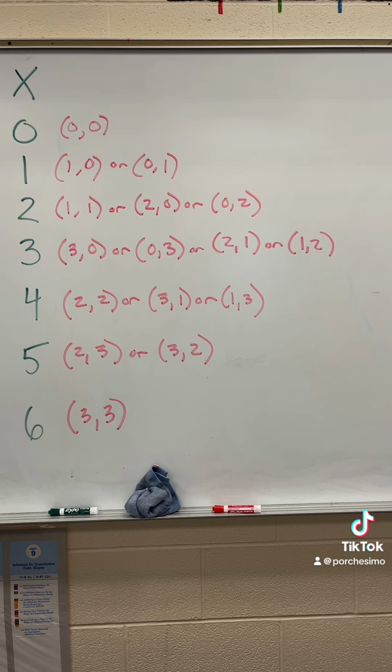3 ways to get a 4: 2, 2, 3, 1, or 1, 3. 2 ways to get a 5: 2, 3, or 3, 2, and then 1 way to get that 6: 3, 3. And you can say, well, what about 7? Well, that's impossible. None of our different single game scores could possibly add up to getting a sum of 7 over 2 games. Now, the next problem is, how do I find the probabilities for each of these outcomes?